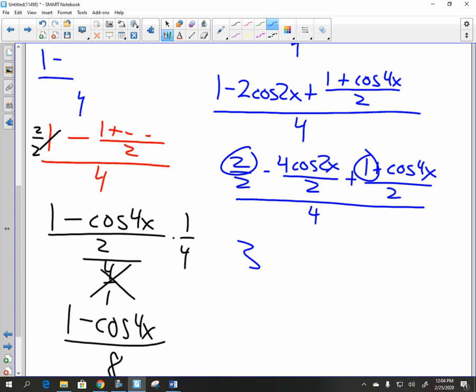Staying with me, bell's going to go. We're almost done. 3 minus 4 cosine of 2x plus cosine of 4x all over what? Yeah, it'll be over 2 and then over 4. So they'll all be over 8.